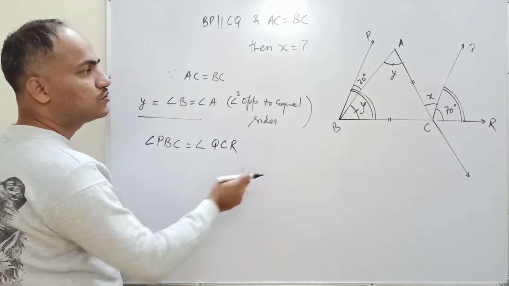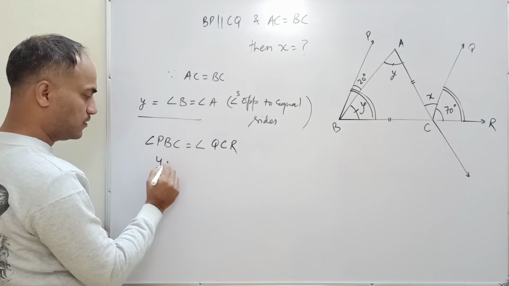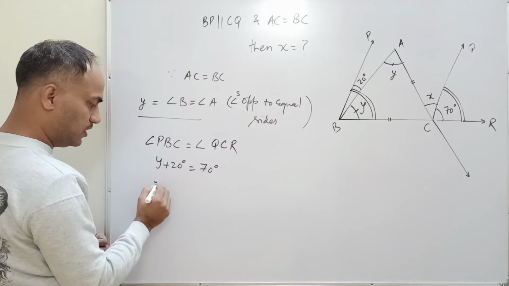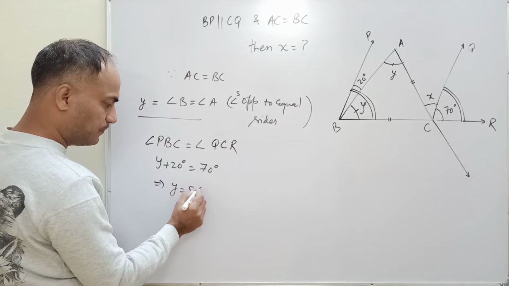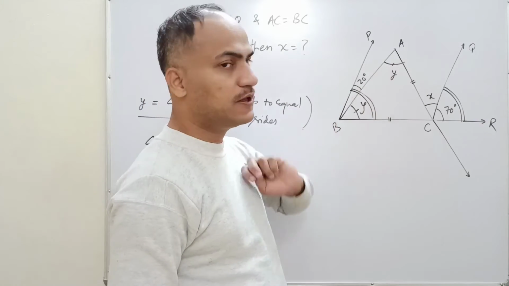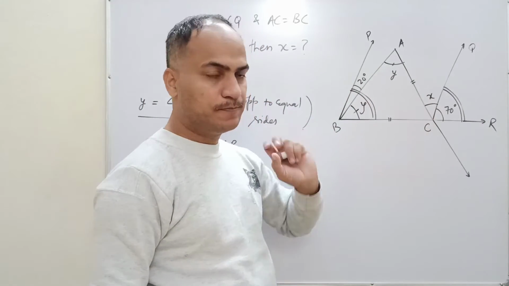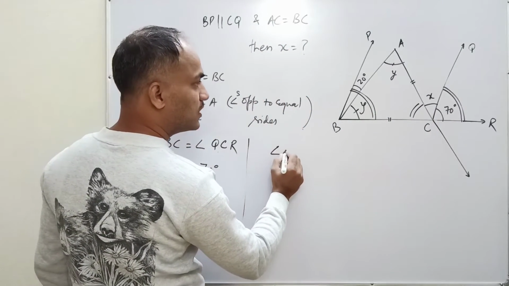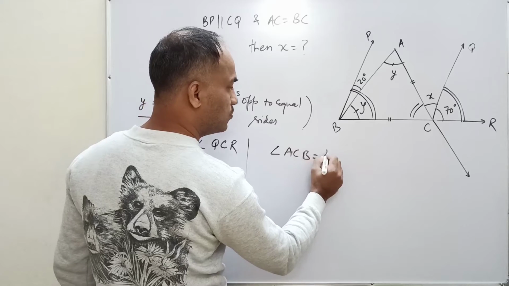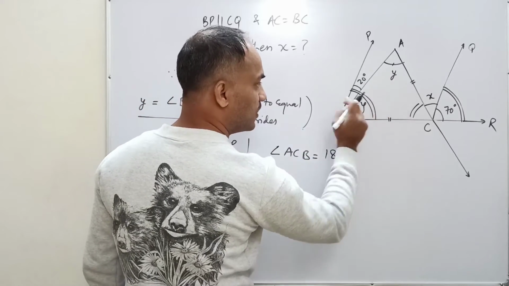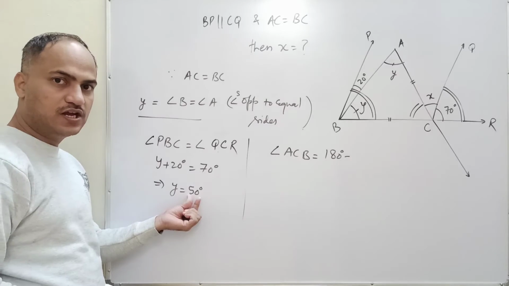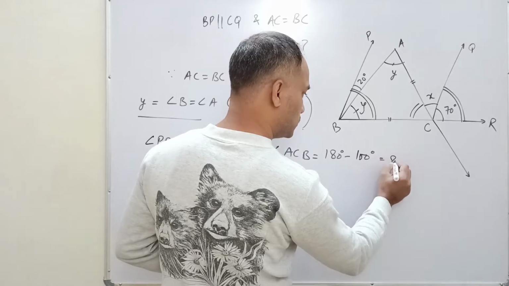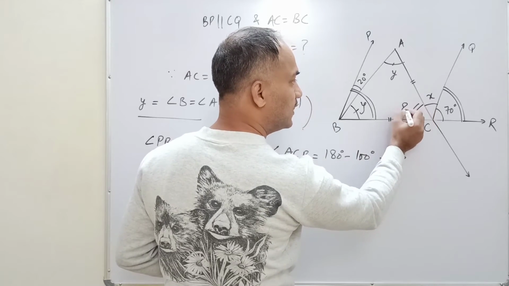So this angle is equal to y plus 20 and this angle is equal to 70. So from here we get y is equal to 50 degrees. Okay, so 50, 50, it means 100. So we can find the third angle. Angle ACB is equal to 180 degrees minus (y plus y), that is 2y. How much will 2y be? 2y will be 100. This is 80 degrees. So this angle is 80 degrees now.